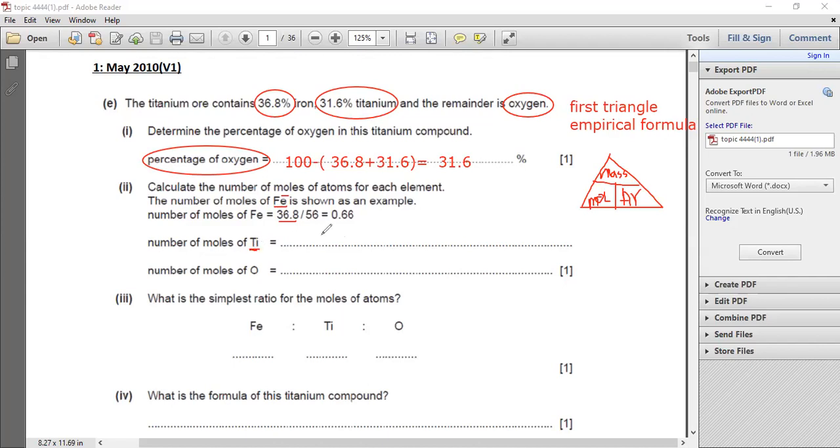Regarding titanium, I will say number of moles equals mass. What is the mass of titanium? 31.6. So 31.6 divided by, what is the AR for titanium? The mass number for titanium in the periodic table is 48. So what is the answer? Who can make the division? What is the answer here?